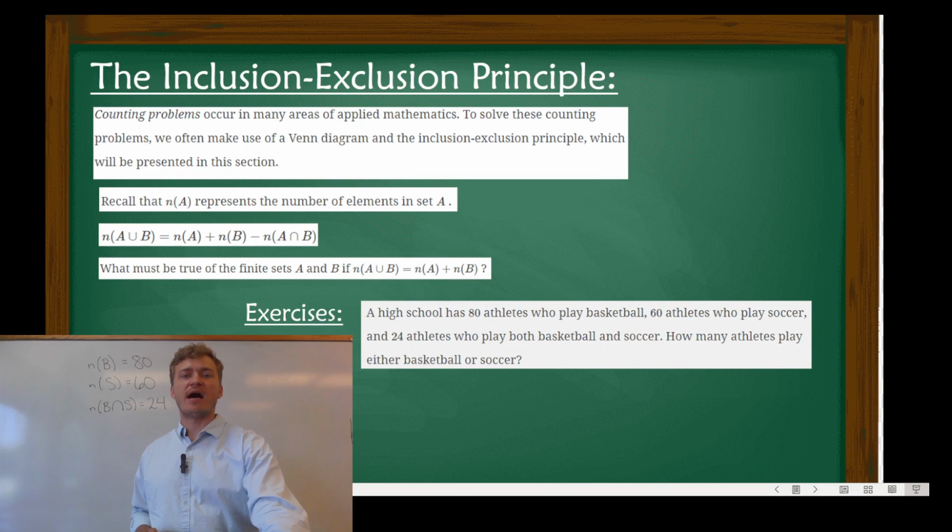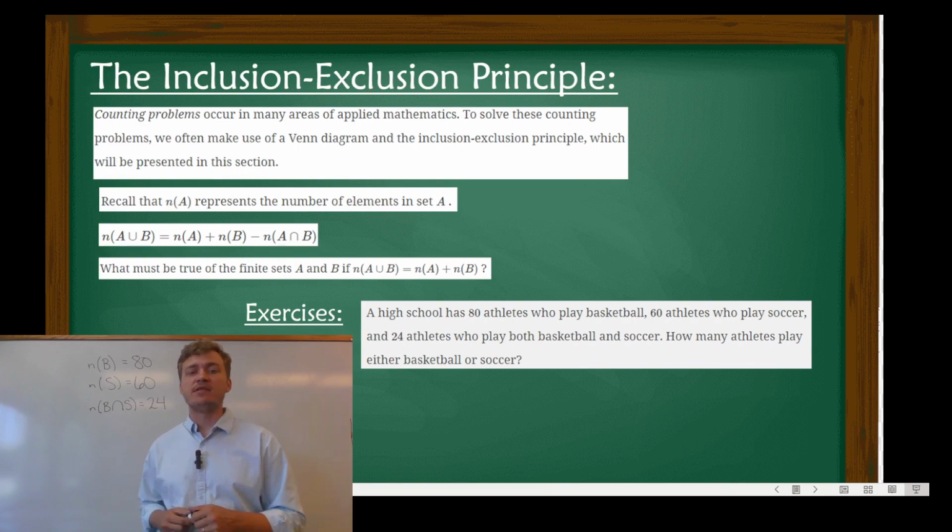It says we have a high school that has 80 athletes who play basketball, 60 athletes who play soccer, and 24 athletes who play both basketball and soccer. So think intersect. How many athletes play either basketball or soccer? So they want to know how many play either basketball or soccer. So they want to know which of those 4 numbers above. Well, it's the one on the left, right? N of A union B.